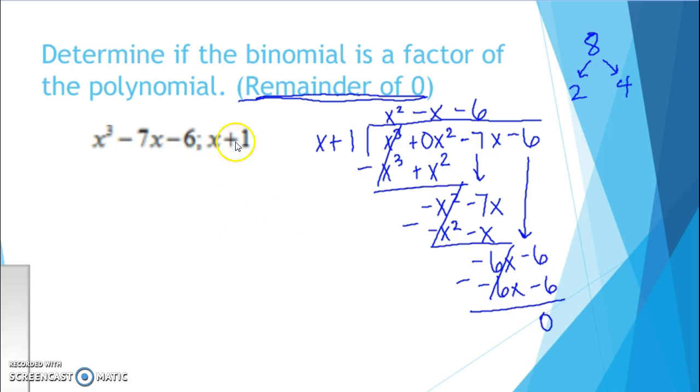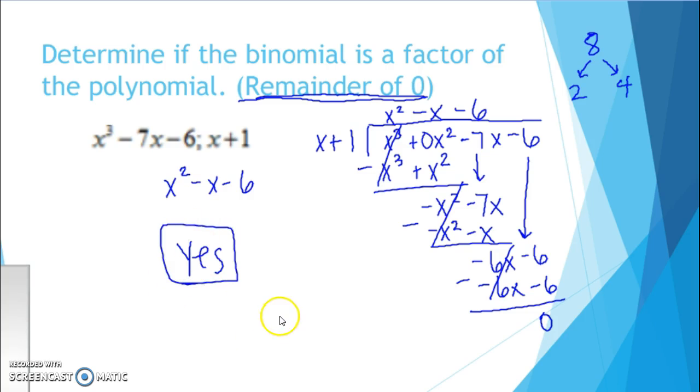So that means that when I divide these two, my answer is just x squared minus x minus 6, no remainder. So yes, x plus 1 is a factor of x cubed minus 7x minus 6. Alright, so you just have to divide like normal and see if you have a remainder. If I had any number here, any number at all besides 0, that means that I had a remainder.